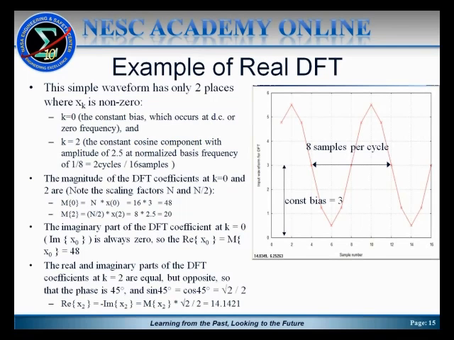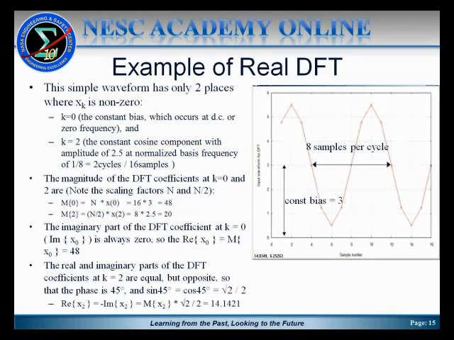As stated earlier, the imaginary part of the DFT coefficient at k equals 0 ought to be, and always is, 0. So the real value at k equals 0 will equal the magnitude at k equals 0, and that will be 48. And the imaginary part at k equals 0 will be 0. The real and imaginary parts of the DFT of this particular function at a normalized frequency of 0.125 are equal and opposite.